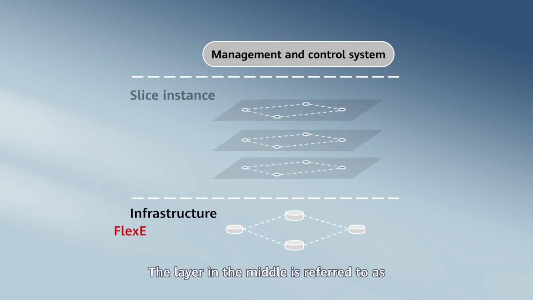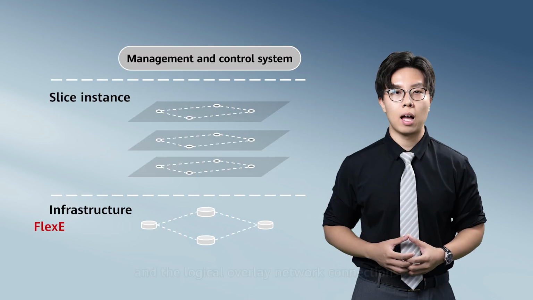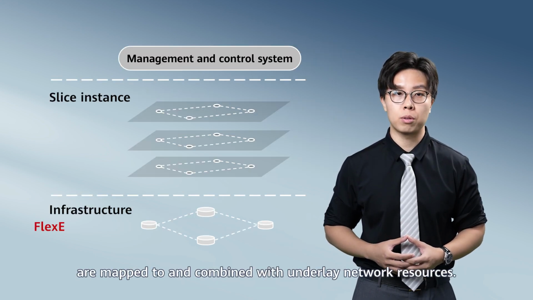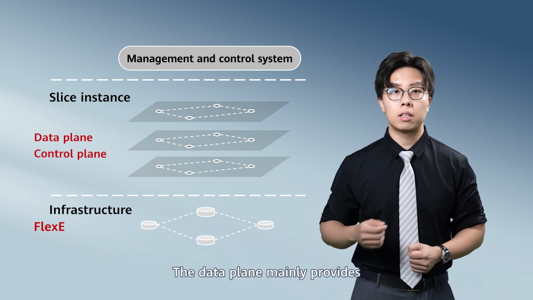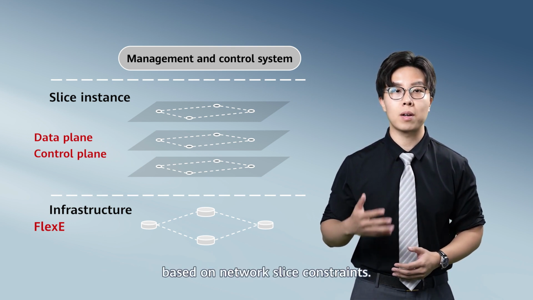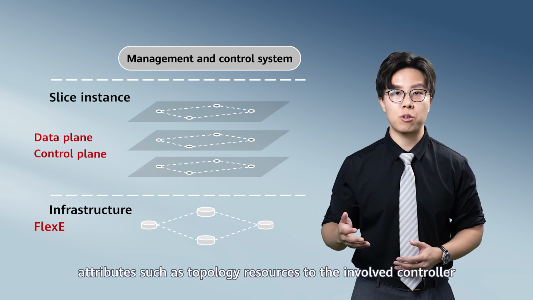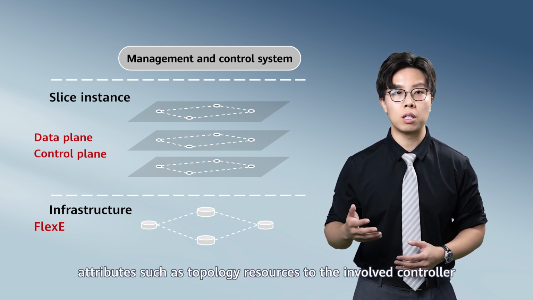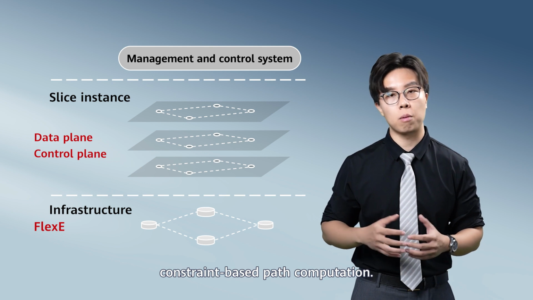The layer in the middle is referred to as the network slice instance layer. At this layer, customized network slice virtual topologies are created, and the logical overlay network connections are mapped to and combined with underlay network resources. This layer is further divided into data plane and control plane. The data plane mainly provides the network slice identifiers and forwards network packets based on network slice constraints. In contrast, the control plane mainly distributes network slice attributes such as topology and resources to the involved controller and the network nodes, so they can perform constraint-based path computation.